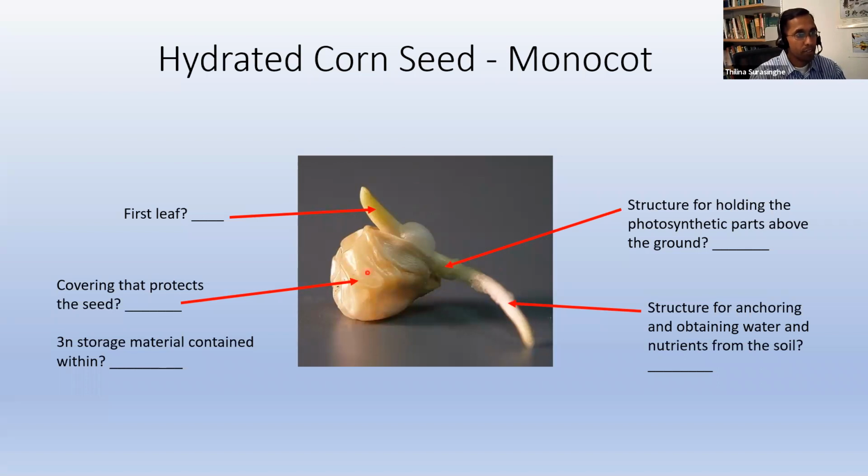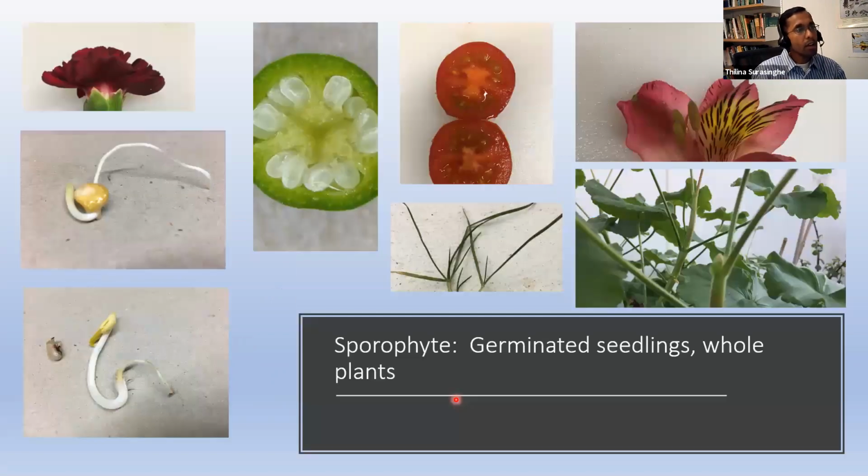And you can see the first leaf emerging, right? Those are the foliage leaves. And all the other structures you can label yourself, right? And then we will talk about the sporophyte. Remember the tree that you see outside, the seedling, the sapling, right? What is that? That is a sporophyte. Okay, where is the gametophyte? Well, if you see a fruit on a tree, the gametophyte is inside that, right?